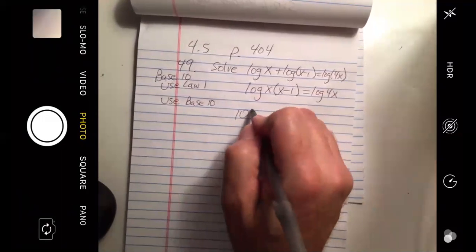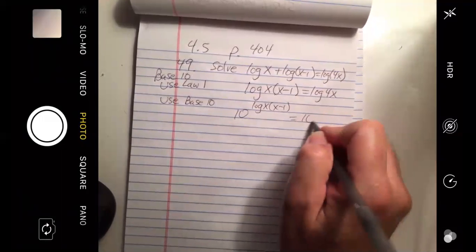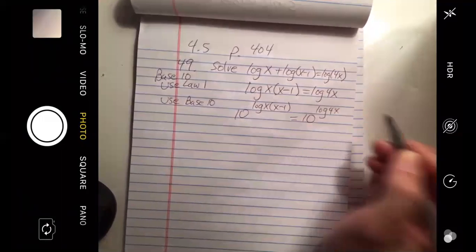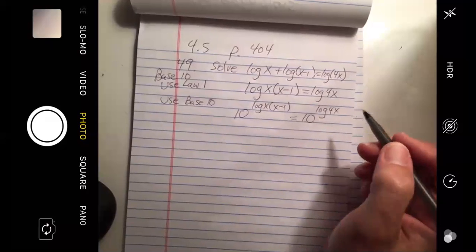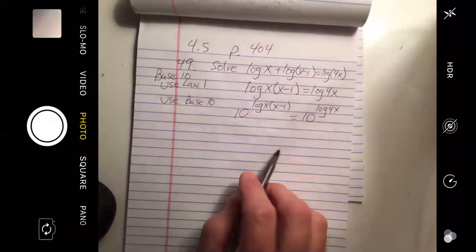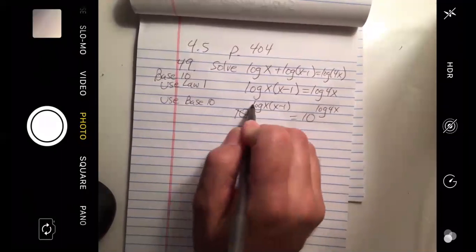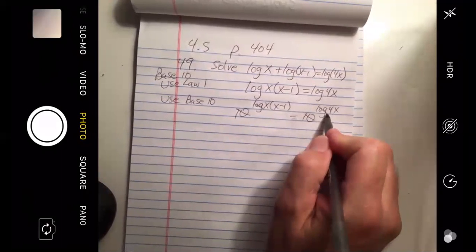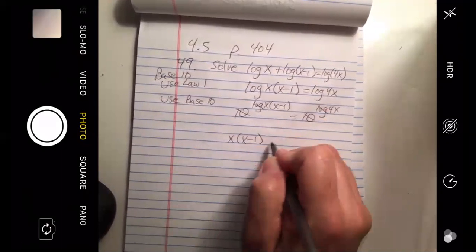10 to the log of x(x minus 1), 10 to the log of 4x. Should we pause for station identification? Are we losing anybody on any of this? Not yet. These undo, this undoes, bringing us down to x(x minus 1) equals 4x.